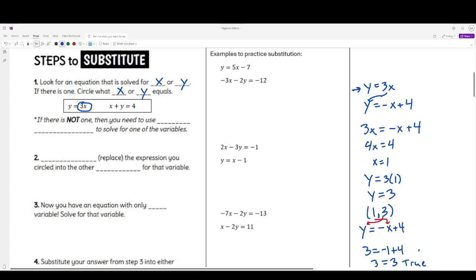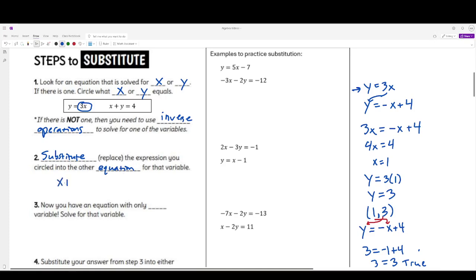If there's not one, then we need to use inverse operations or algebra to solve one of them for a single variable. So we want to isolate one of the variables so that we can then substitute that into the other equation. So then we're going to substitute or plug in or replace the expression that we circled in the other equation for that variable. So let's see what that looks like.